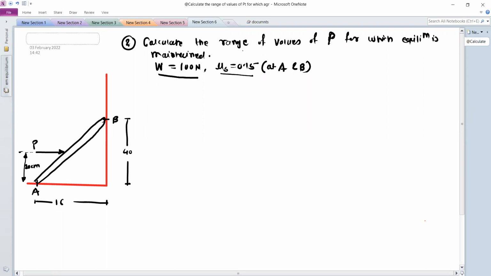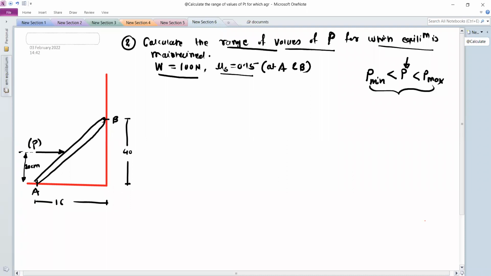And the question is, we have to calculate the range of values of P, that is the external force, for which the equilibrium is maintained. So we have to find out the range of values. That means we have to find out the minimum value and the maximum value. So if you apply the force P between these two values, then the given equilibrium is maintained.